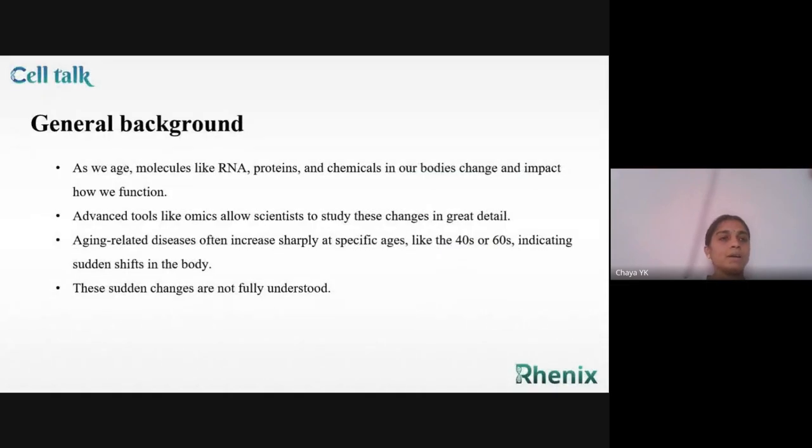So, coming to general background, as we age, many molecules of our bodies, like proteins, RNA, and chemicals, change and affect how our body works. Scientists now have tools to study these changes in great detail thanks to advanced technology called omics. Aging related health issues often increase sharply at certain ages like the 40s and 60s. These sudden changes are not fully understood.